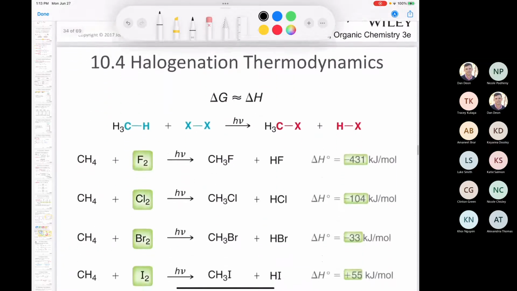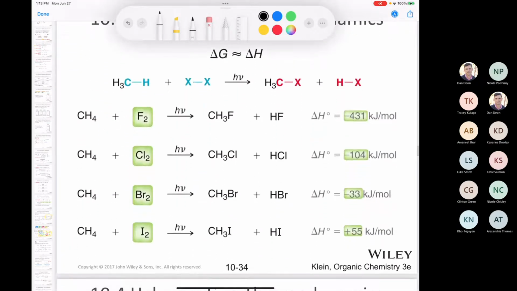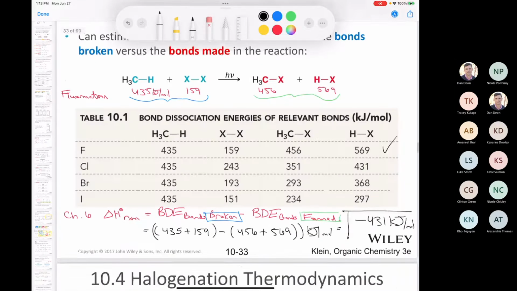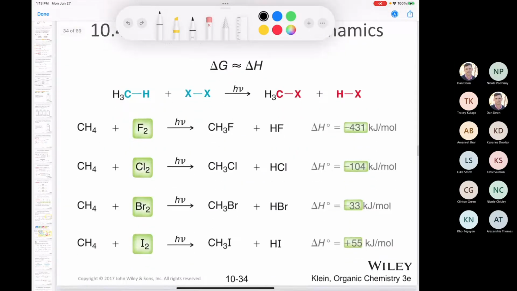If you go ahead and calculate the delta G for all of these reactions, you see the negative 431. This is the one we calculated. You can do the math for all the other ones on your own time if you want. But you see that you end up with a negative delta H, an exothermic reaction, so that means thermodynamically favored, for fluorination, chlorination, and bromination.